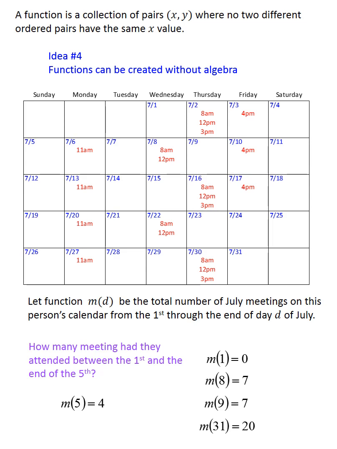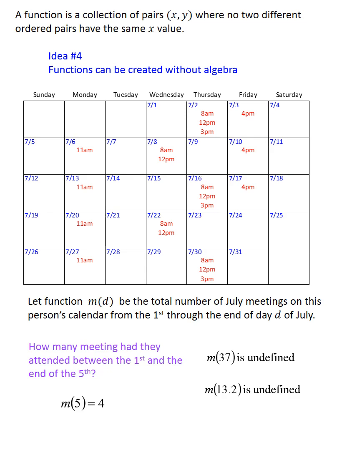Notice also that m of 31 equals 20. That represents that by the 31st of July, they had attended 20 meetings. And if you look at the calendar, you'll see there are in fact 20 meetings. It's also worth noting that m of 37 is undefined. Why? Because there's no such thing as the 37th of July. Likewise, m of 13.2 is undefined. Same reasoning. The 13.2 day of July doesn't really make much sense. So that's also undefined.